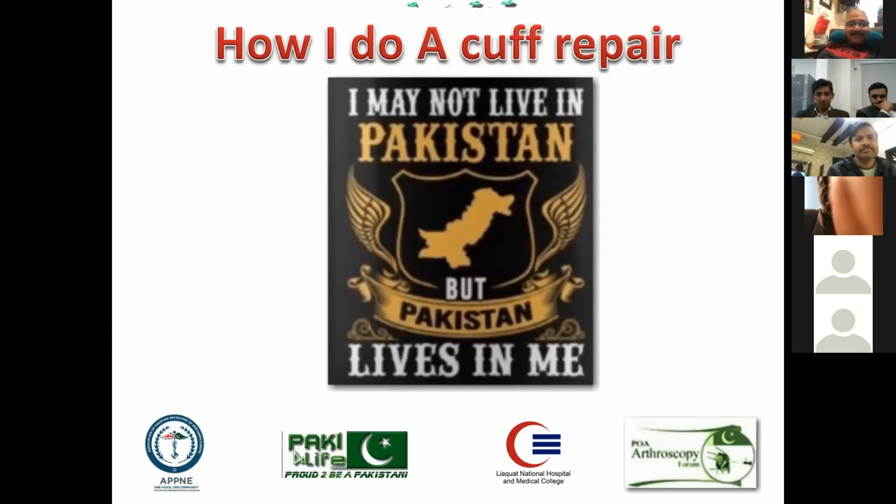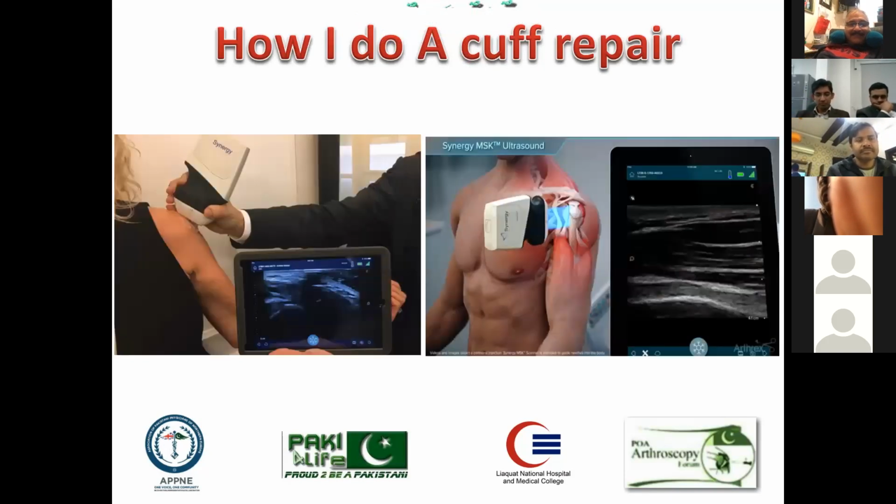So before you do anything, you need to know what's wrong. I'm fortunate enough, and I'm hoping Sufyan said that he will have an ultrasound soon, but I have an Arthrex portable ultrasound, which I can scan with, and once I've scanned them, it tells me whether the cuff's torn or not. Sufyan was here, so we had a big, huge giant of a structure, which was like a big trolley.